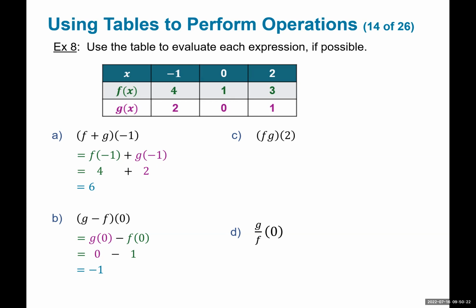C, f times g of 2. So let's find f of 2 and g of 2. f of 2 is 3, g of 2 is 1. Multiply them together and get 3.